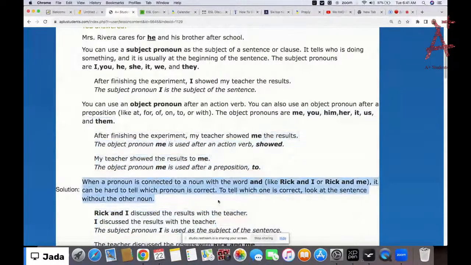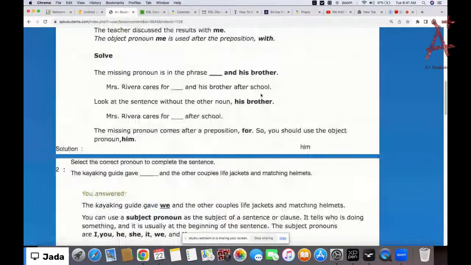Okay, so now is it gonna be he, she cares for Dash and his brother? Is it gonna be him or he and his brother? Okay, so you have to be able to choose the correct and suitable answer. So you have to look at the sentence without the noun, his brother, and then it's going to be Mrs. Rivera cares for him after school. So here there's a preposition, so the suitable answer is an object pronoun. Okay, so she cares for him after school.